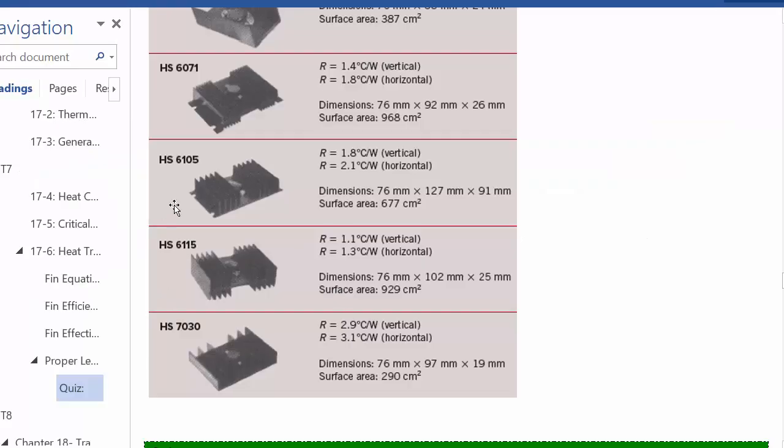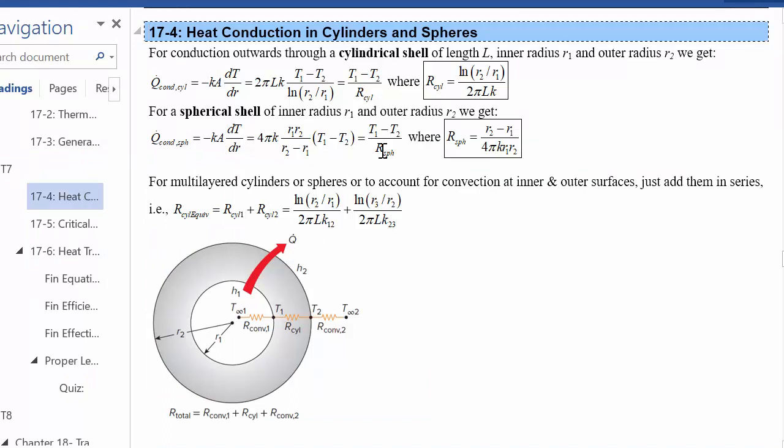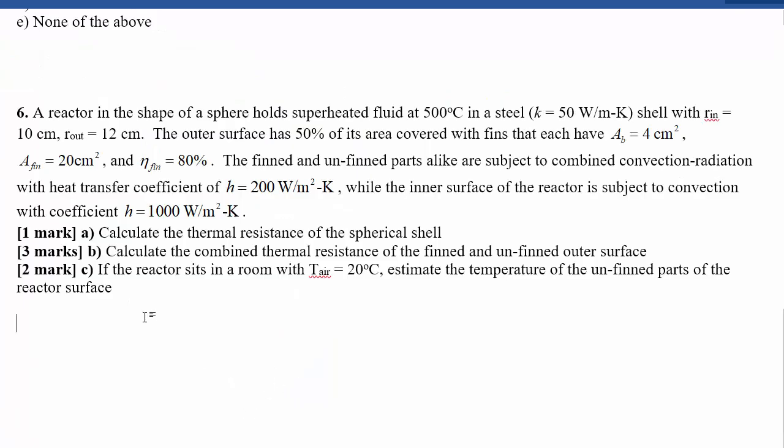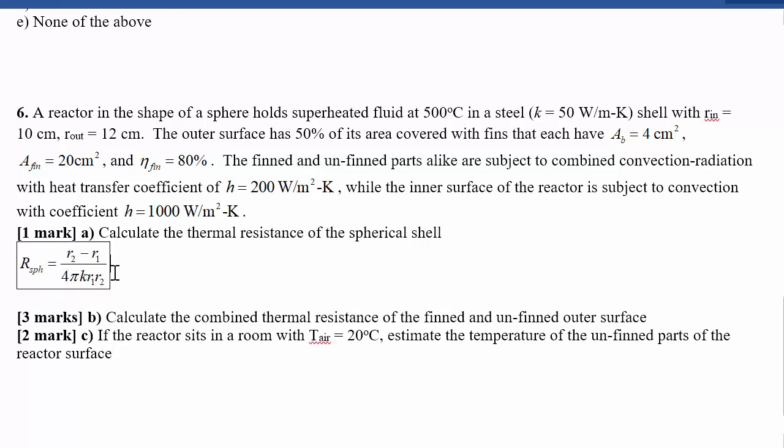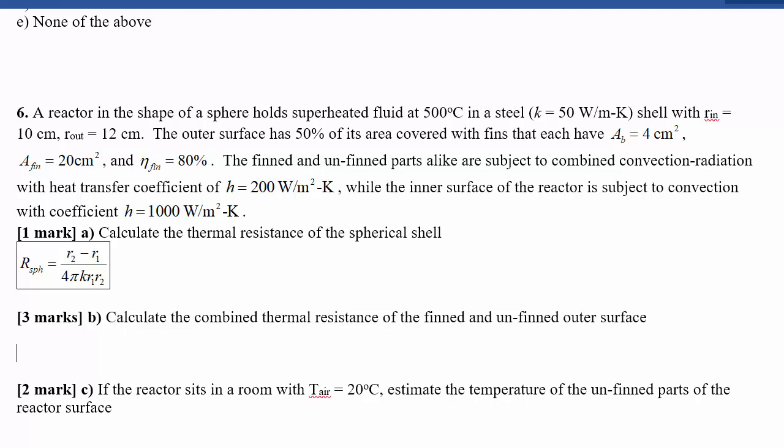from the textbook. And if we go up to heat conduction in cylinders and spheres, we see that the conduction from a sphere, with this little derivation there, works according to this resistance. So the spherical shell is going to have a resistance given by this. So this is outer radius minus inner radius over 4 pi times the conductivity and the product of the radii. Calculate the combined thermal resistance of the finned and unfinned outer surface. So this part is a little bit trickier.